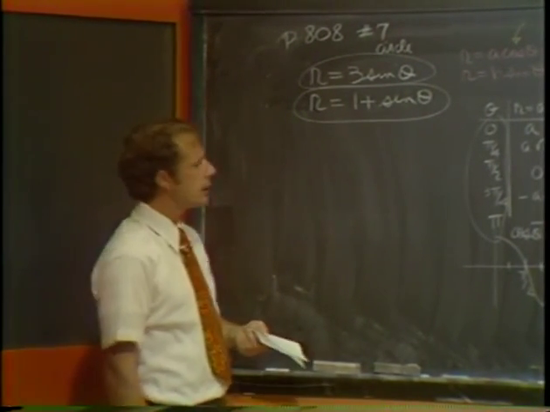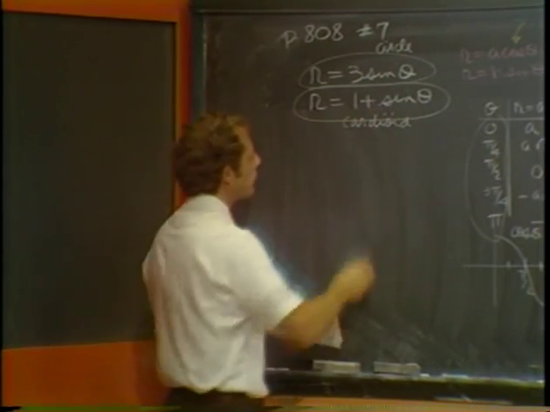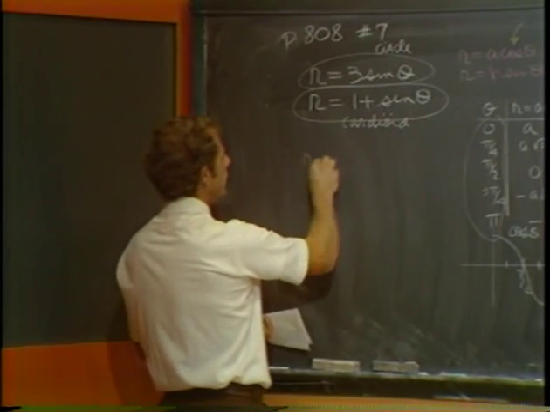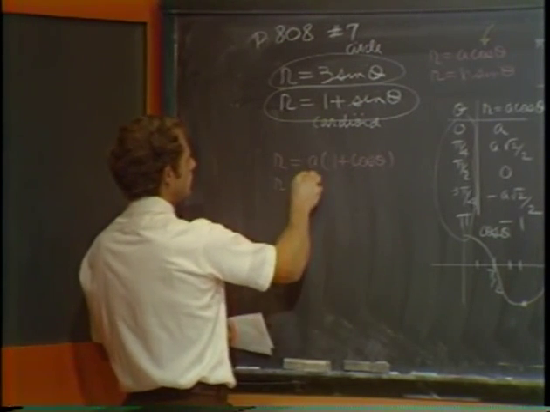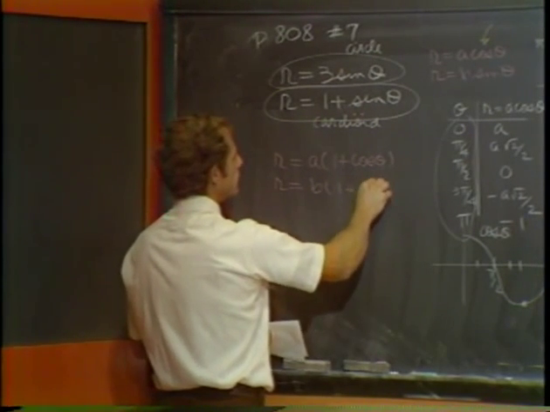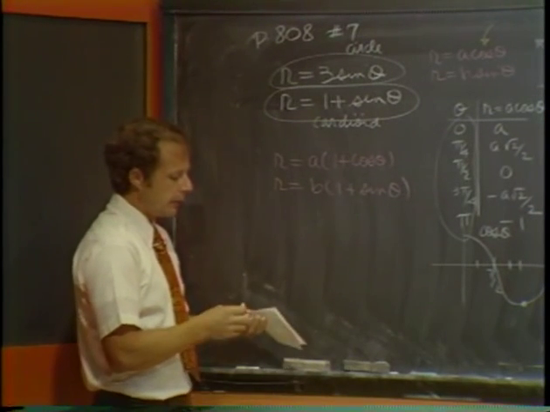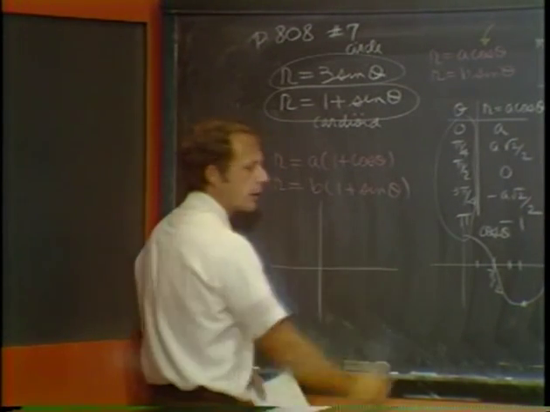Okay, you could plot it, but you probably would be better off if you realize that it's a cardioid. Cardioids look like a times 1 plus cosine theta or b times 1 plus sine theta. And so that's the one we have, the 1 plus sine theta. If you know it's a cardioid, about half the problem's over. The question is, which cardioid is it?